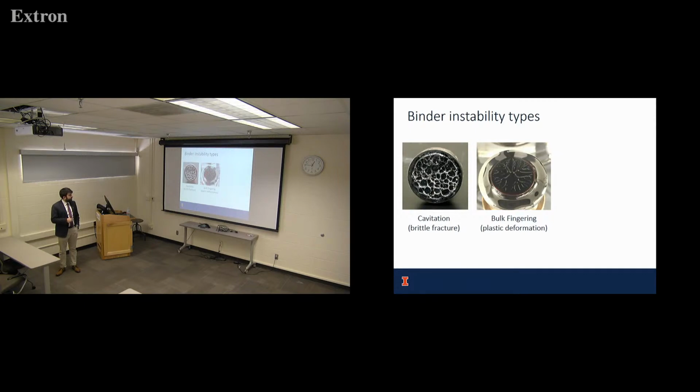So you've got the cavitation instability, and this could be considered a very brittle fracture. So when do we see cavitation instability? Intermediate to lower temperatures, thin films, and high rates of loading. When do we start to see this bulk fingering or bulk deformation instability? This is at higher temperatures, at lower loading rates, and at thicker films. So what we notice here is interesting.